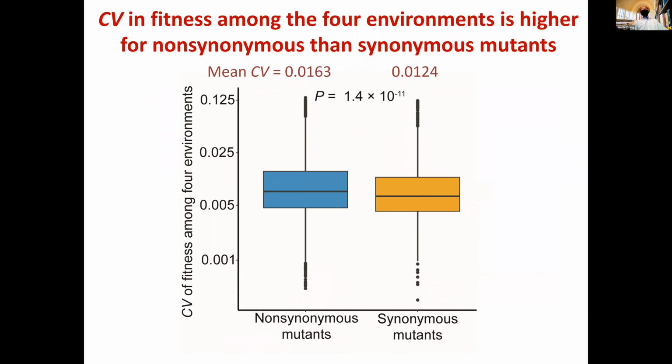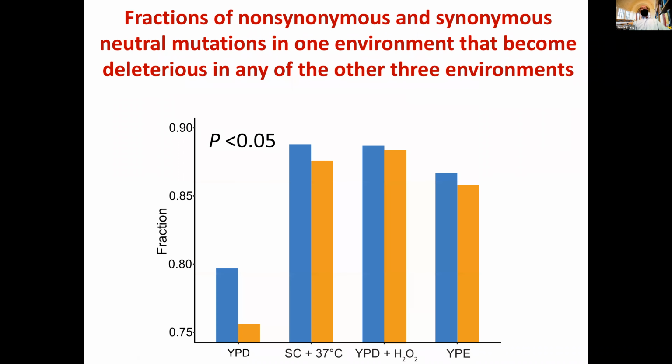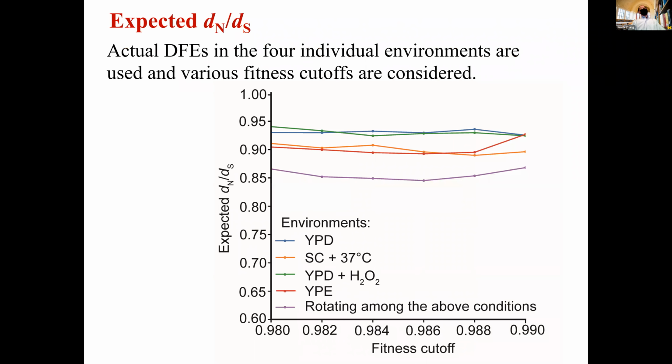So this is the CV we calculated for non-synonymous mutants. Their CV is significantly higher than the synonymous mutants. And the y-axis is a log scale. So actually the mean CV for non-synonymous is 0.0163, for synonymous 0.0124. So there is a quite big difference in the CV. Yeah, I'll skip this.